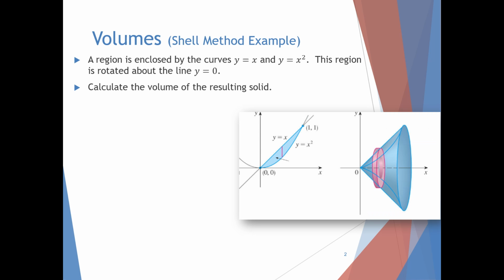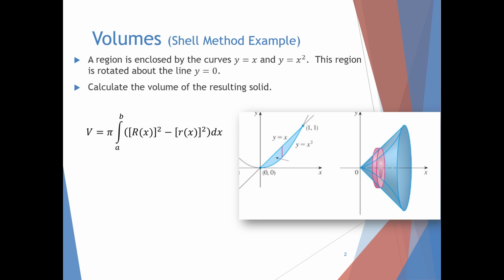First, I'd like to give you an idea of what we're talking about. If you look at the two-dimensional image on the left, that's the 2D slice, if you will, on the XY plane. You can see that the two curves, y equals x and y equals x squared, are on the plane. Then we're going to rotate those around the line y equals 0, which is another way of saying the x-axis, and we want to find the volume of that three-dimensional solid.